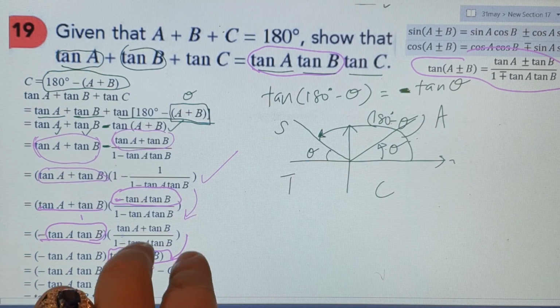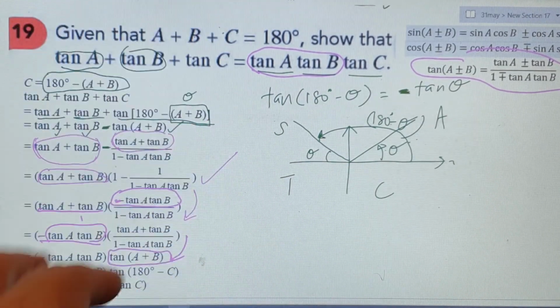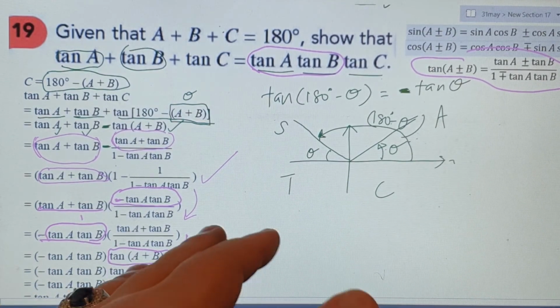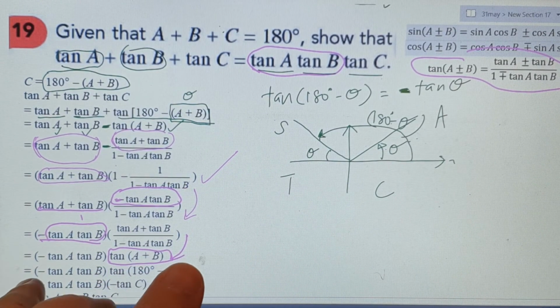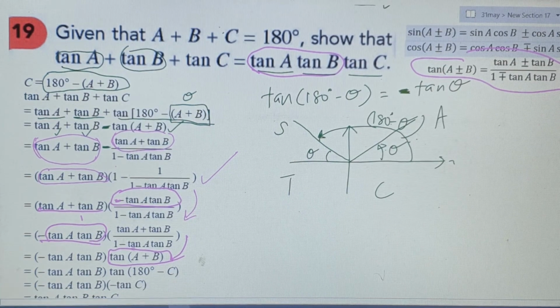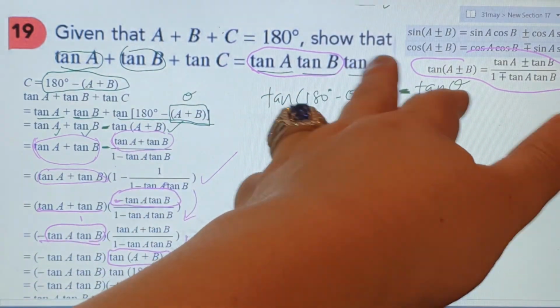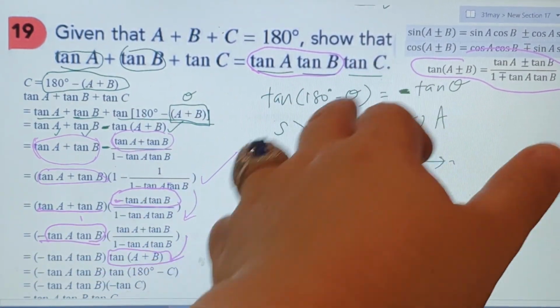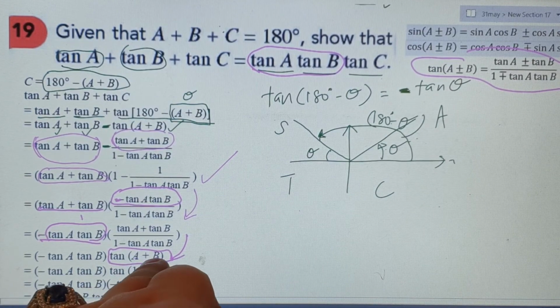So don't worry, your O level won't be so tough. Okay, but we are just practicing how to use the addition formula for tangent. Then you ask me, then for what? Because I don't have A plus B here. It's only A, B, C. A and B we have already. But A plus B is what?